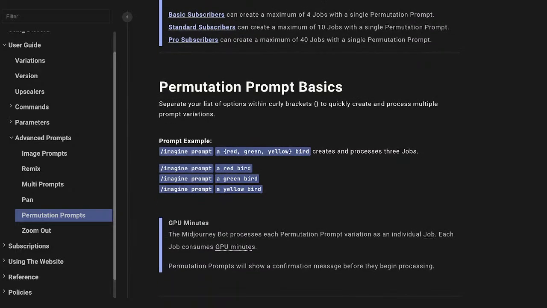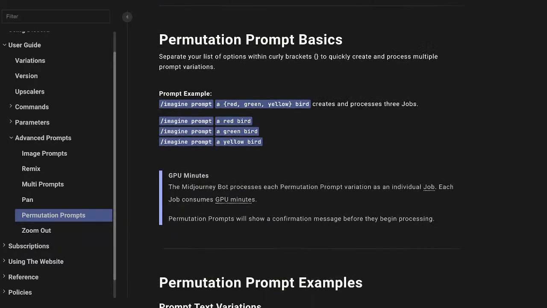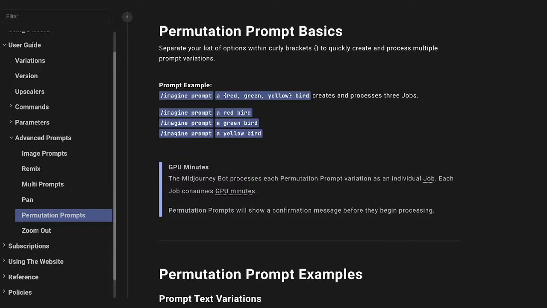So here's an example of kind of how you would type in a prompt with permutations. This is a really simple one, just different color bird, and then they're just kind of changing the color within the brackets. So makes sense.